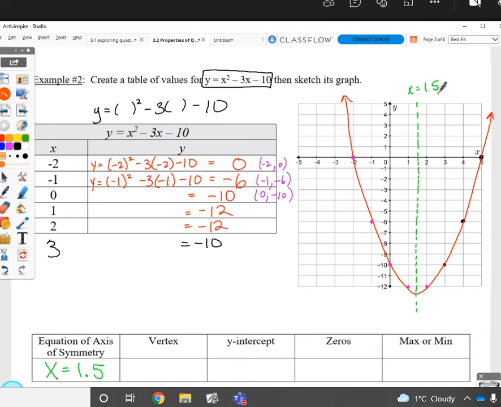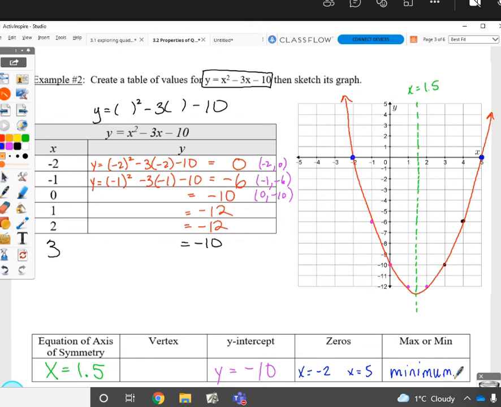Now, I'm going to hold off on the vertex just for a moment. And how about the y-intercept? Where's that at? Negative 10. Maybe we should put y equals negative 10. How about the zeros? What are the zeros? We'll say x equals negative 2 and then x equals 5. Those are the two zeros. We got them here and here. And is this a maximum or a minimum? Minimum, absolutely.